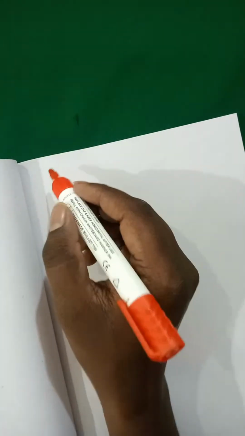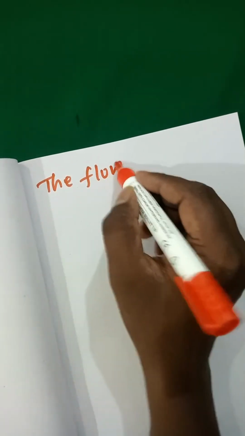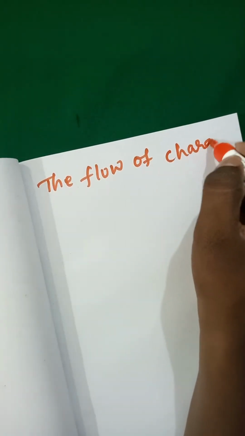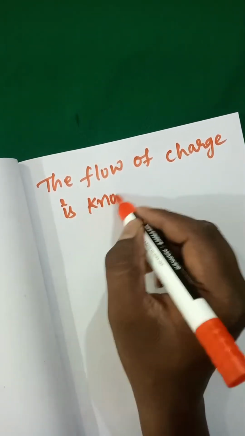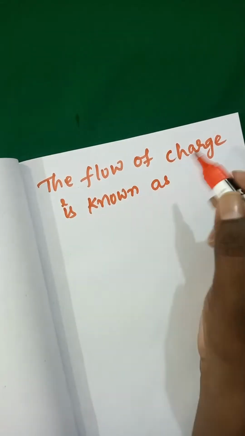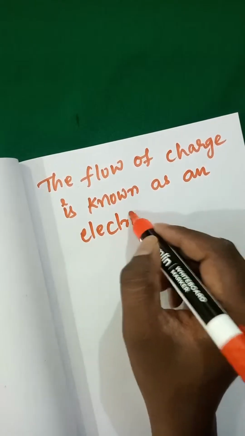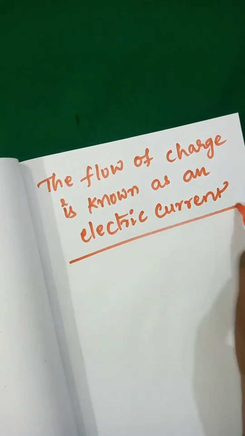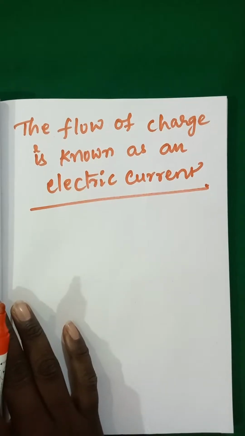Okay, so the flow of electrons only, we can say conventional electric current. The flow of electrons, or flow of charge, is known as an electric current. Here, whatever charge we are taking, positive charge. So that is the point. I hope it is clear to you all.